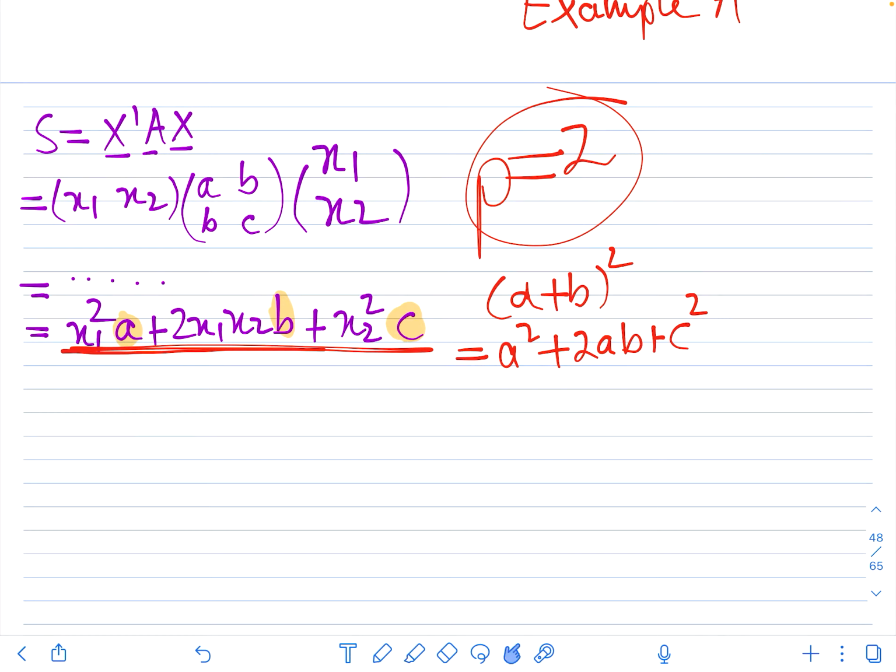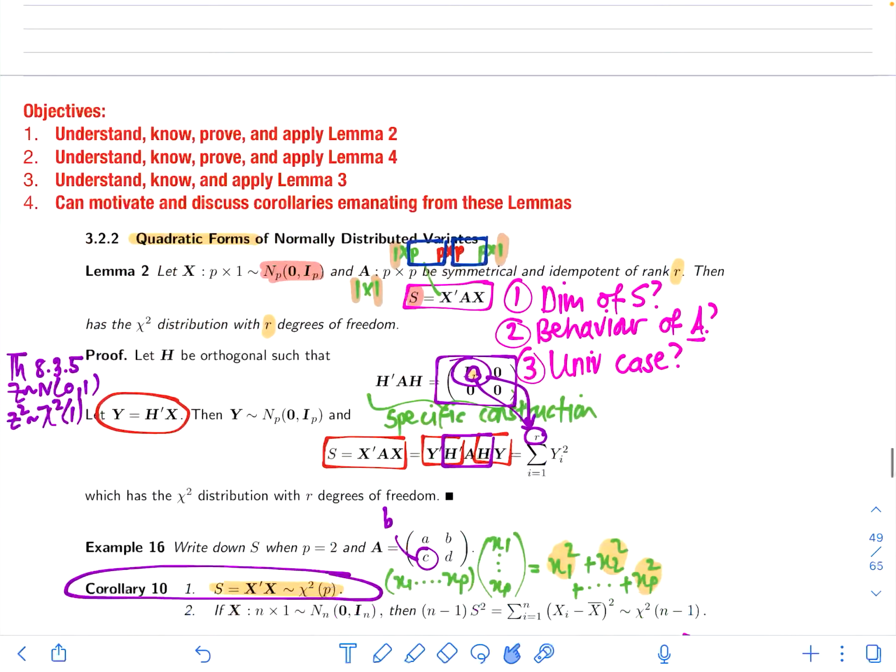Now, for example, if you make a equal to 1, and c equal to 1 and b equal to 0, then we just have x1 squared plus x2 squared. And x1 squared plus x2 squared in this case will be chi-square 2 distributed. So all of this kind of immediately makes sense. And now we can see, but okay, I kind of have control over what will happen to S if I use this kind of arbitrary A, which gives me access to even more things.